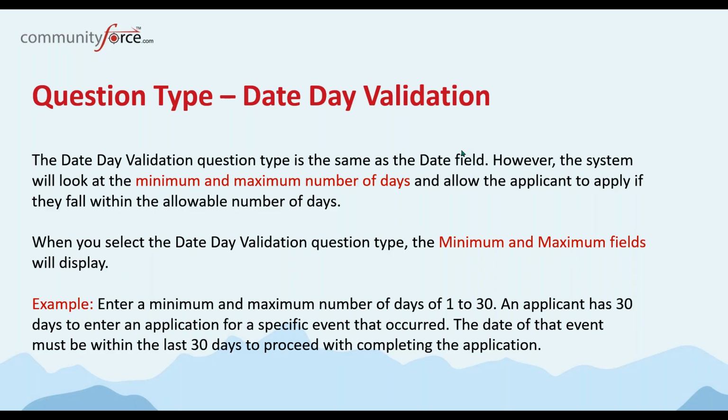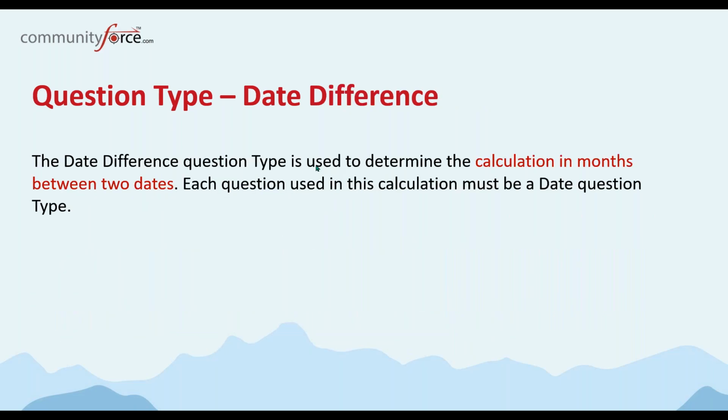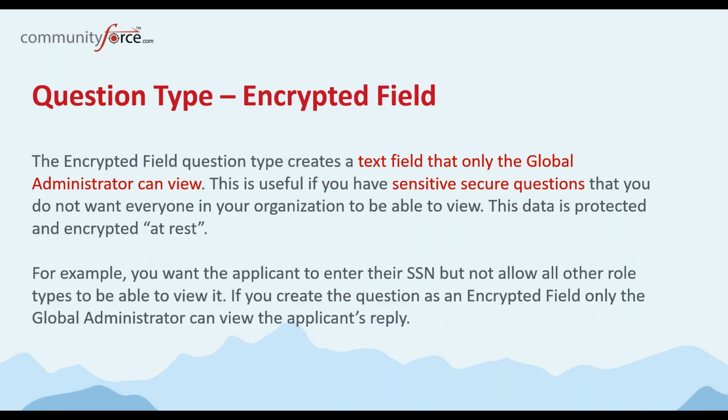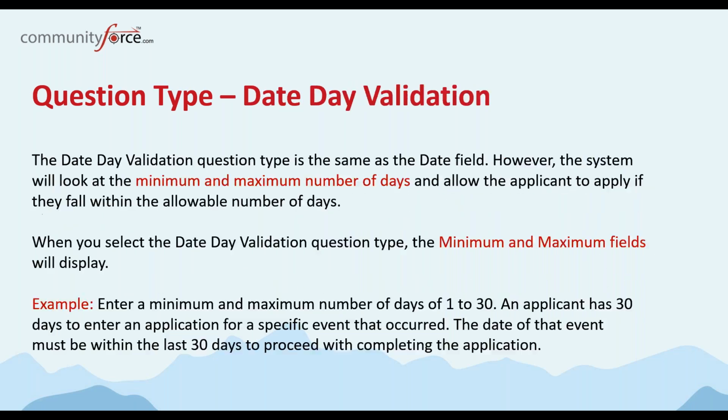So for this instance, maybe this is an adult learner's application, a scholarship or something, and I want them to have an incident that happened within a certain time frame. So with the date day validation question, it is a date field that the applicant is entering. And then what the system does is it goes out based on how you've built this question type and determines if it falls within the minimum and maximum number of days that you've created.